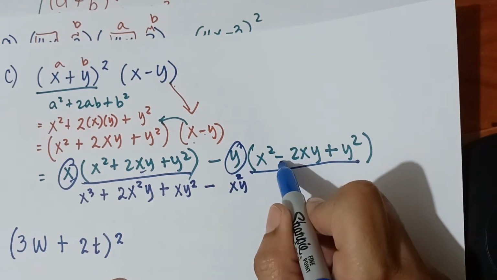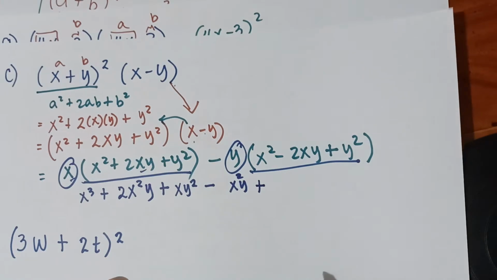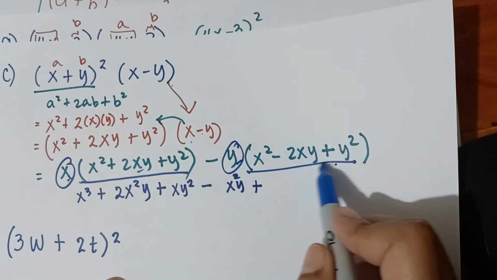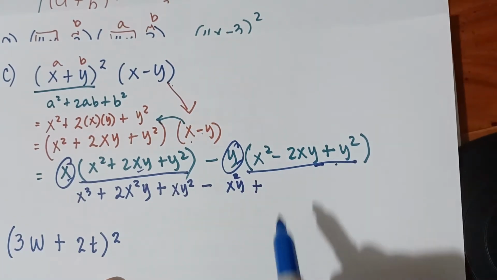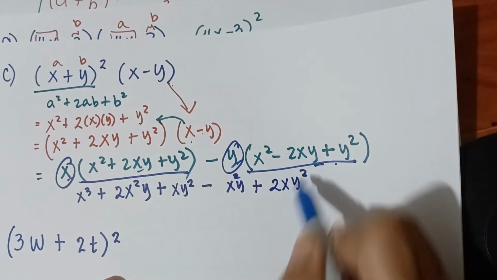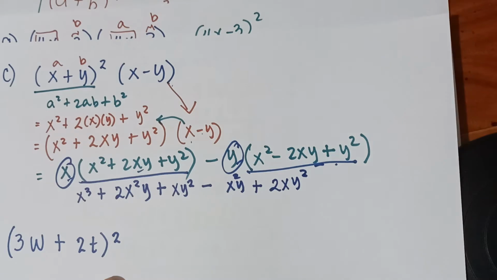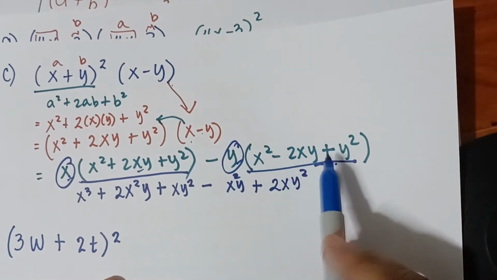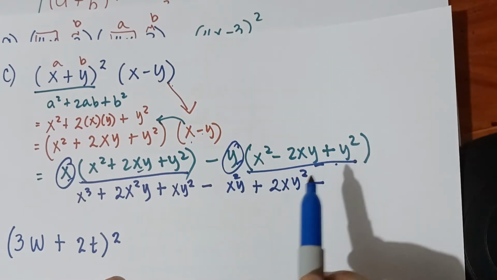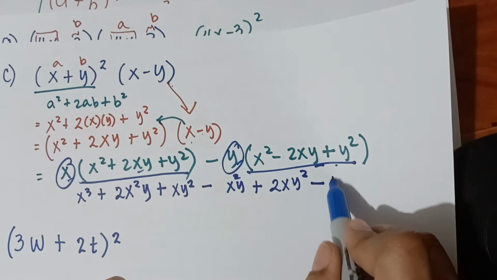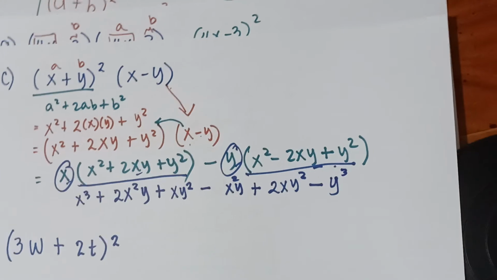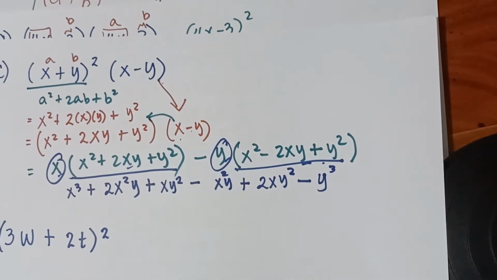Negative times negative, that will be positive. Y times 2xy. Since the y's are the same, you can add the exponents, and for the 2x, you just have to copy. So, 2xy squared. Okay? Next, after that, negative times positive is negative. Y times y squared, you add 1 plus 2, that will be y cubed. Okay? So, as you can see, the polynomial is really long. So, what's the next thing you should do?